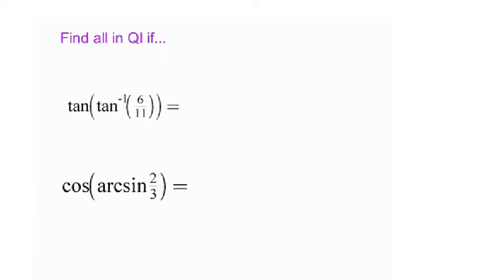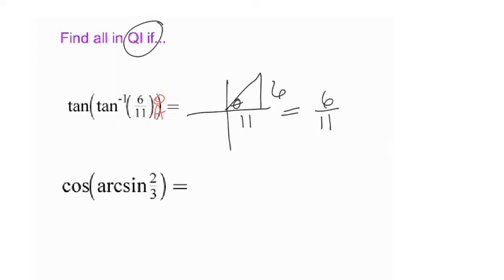Not using our calculator button yet, but more like drawing a picture. People seem to get stuck on these, but if you remember, tangent is opposite over adjacent, and it said Q1, so I'm going to draw my triangle in Q1, and my theta's here. My opposite would be 6, and my adjacent would be 11. The tangent of this angle is just 6/11ths, and that's because tangent inverse undoes tangent. It's not the same here, because these are different. Cosine inverse does not, or sine inverse, remember, does not undo cosine.